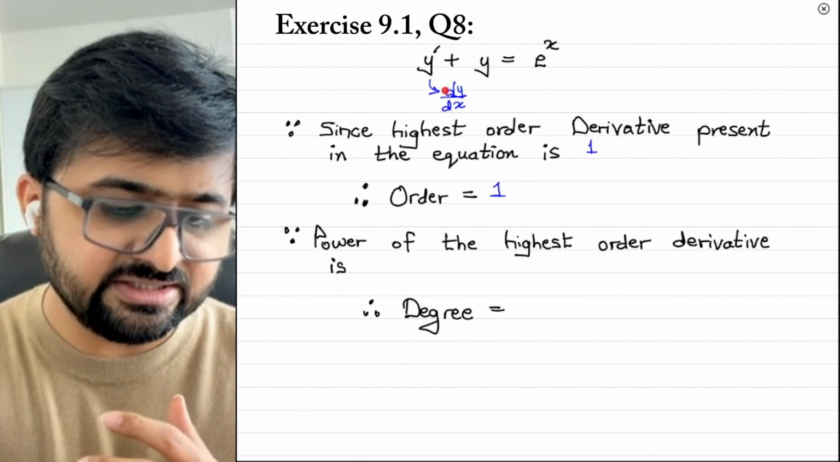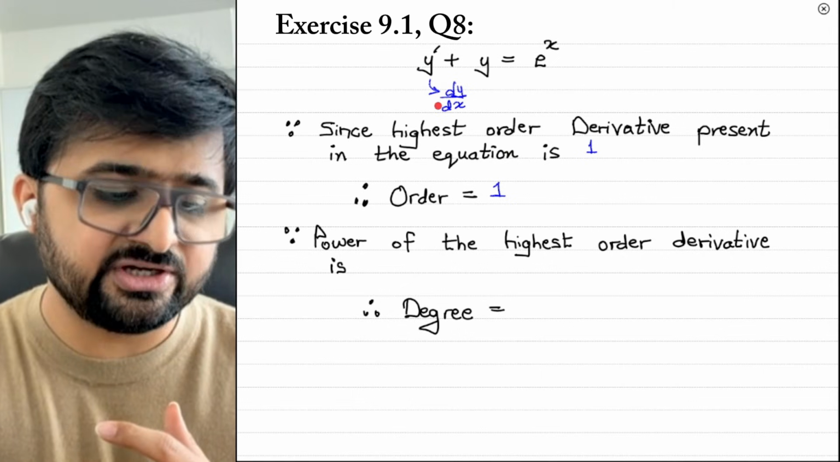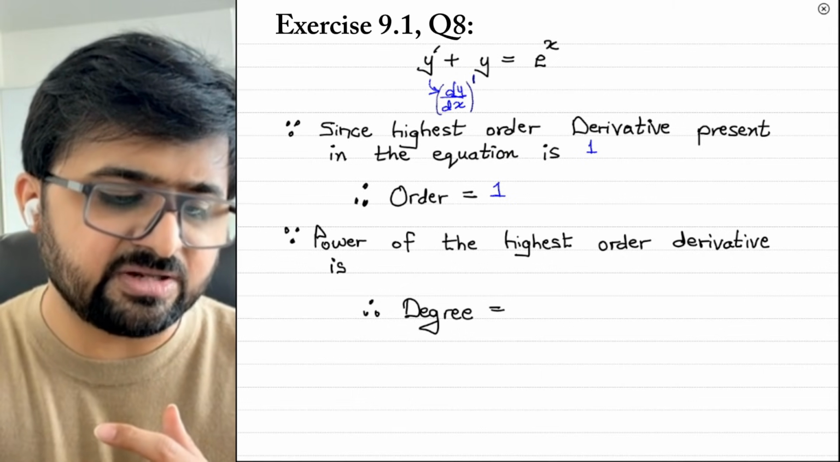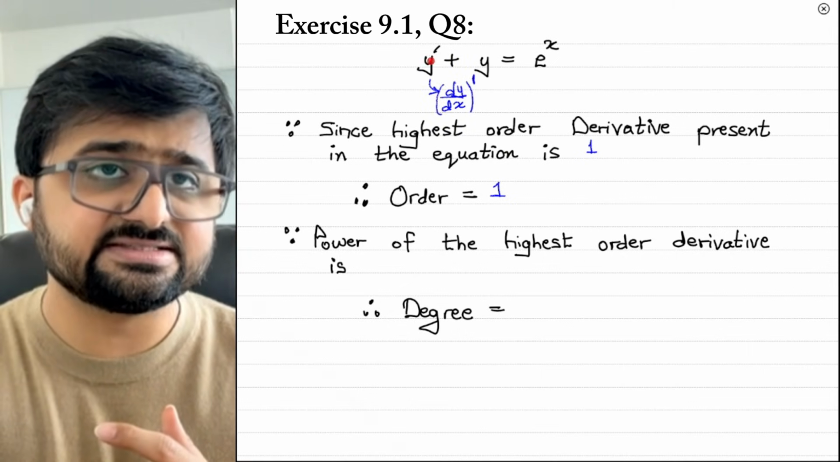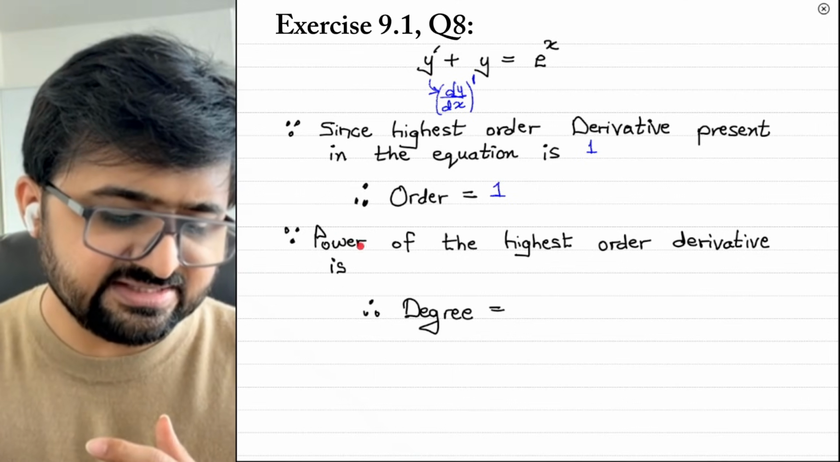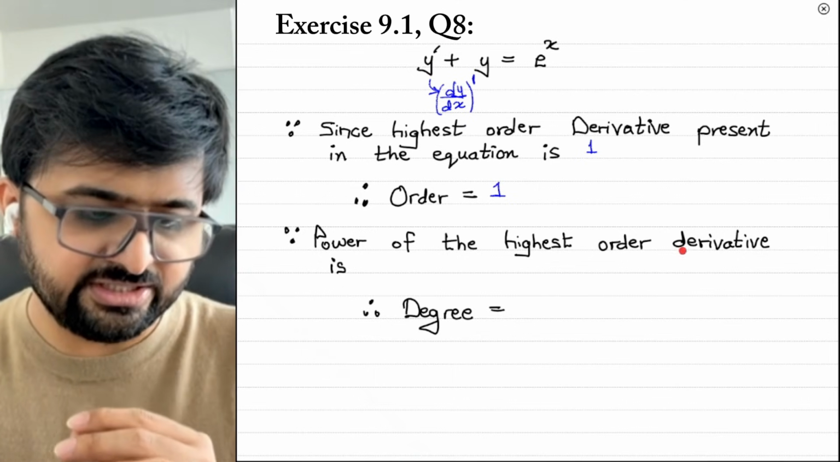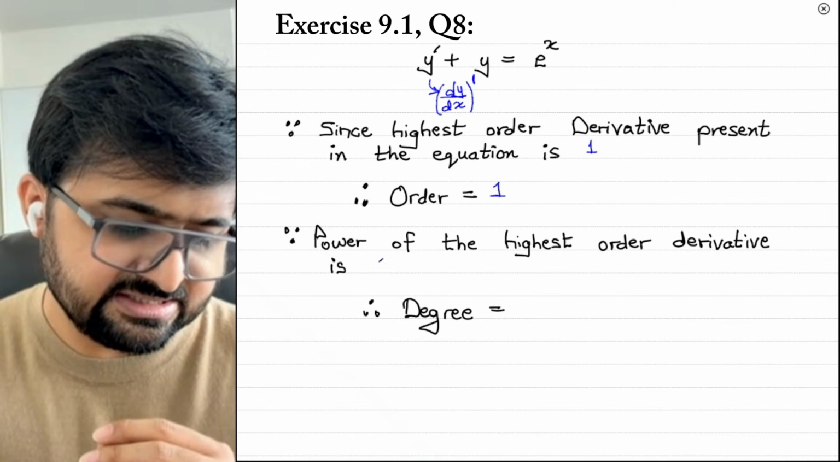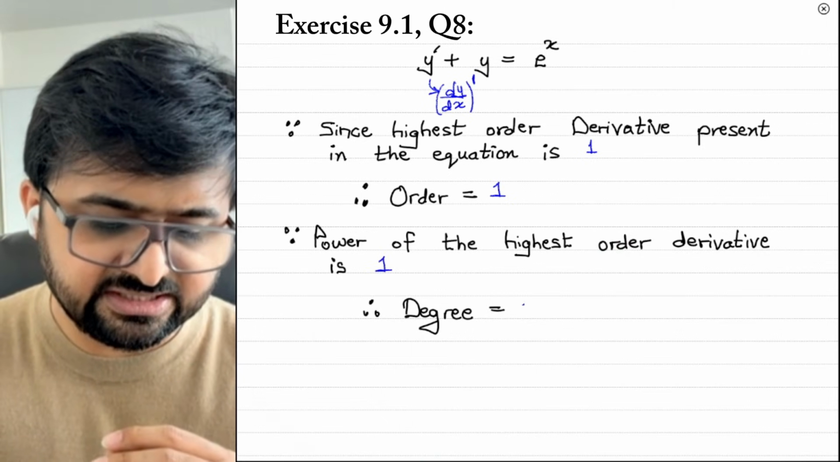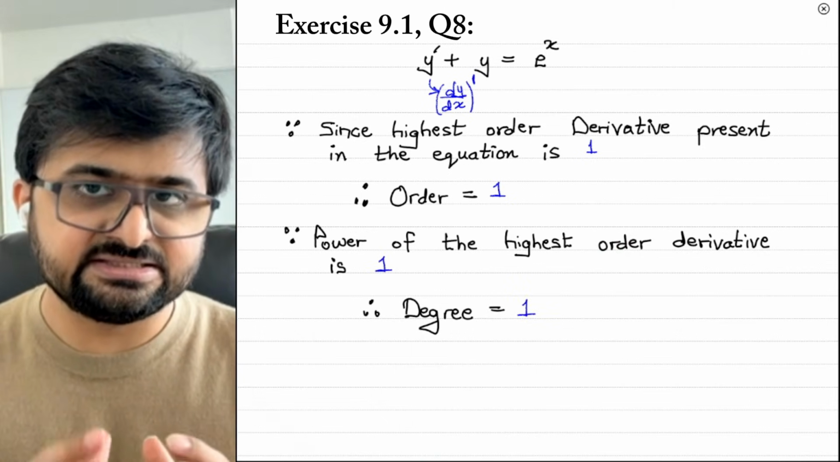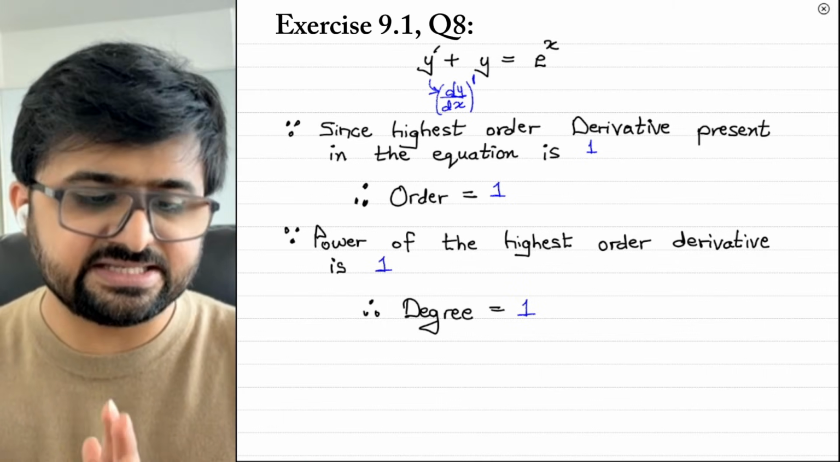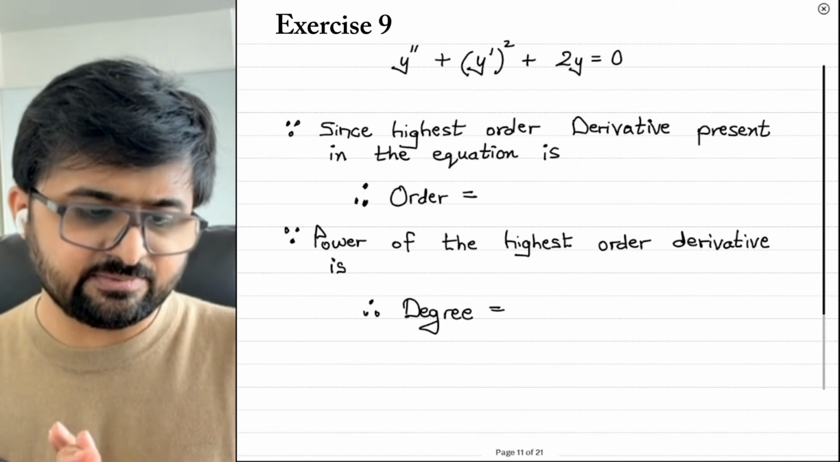Also, let's find the degree. In order to find the degree, we look at the power or exponent of that highest order derivative. We know that here the power of dy/dx is 1. So since the power of that highest order derivative, which is dy/dx, is 1, the degree of the differential equation is 1. I hope that makes sense. Let's look at the next example.